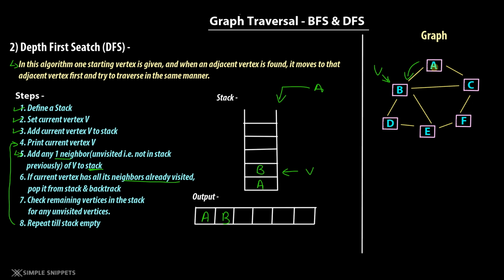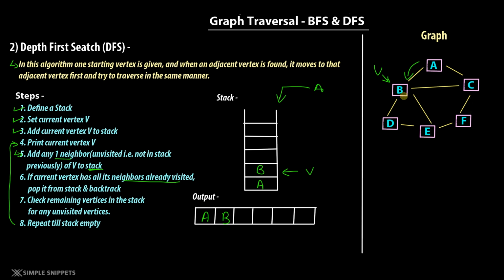But A is already visited, right? So this is where you have to check. If the current vertex has all its neighbors visited, then you have to backtrack. Right now for B, A is already done. So we can either select C, or we can go to E, or we can go to D. Remember, this is depth first search. So we have to traverse to the next node.